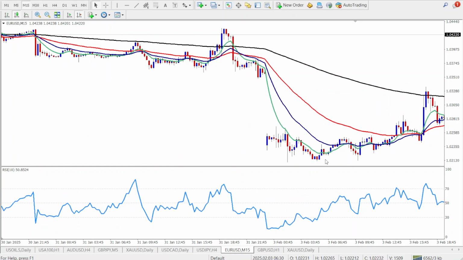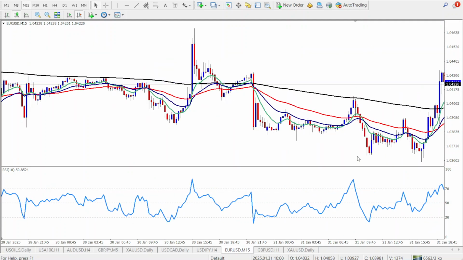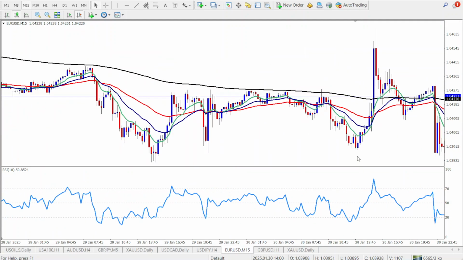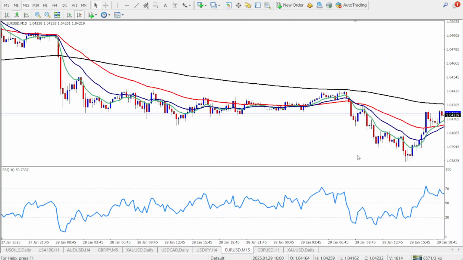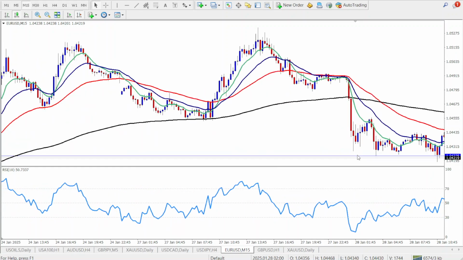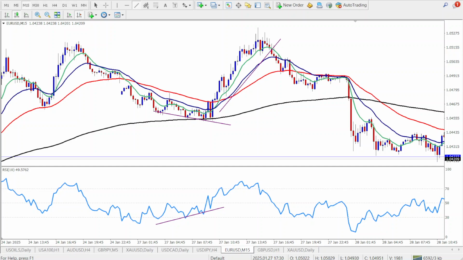Let's see if we can find such an example real quick. All right, we can see that we had a bullish divergence here. Price was making lower lows and the indicator was making higher lows, and it indicated a reversal to the upside. So that's just an example of a divergence.